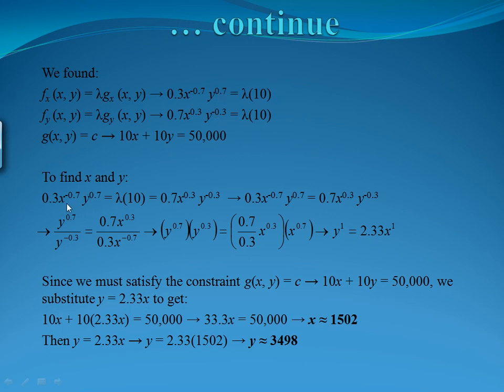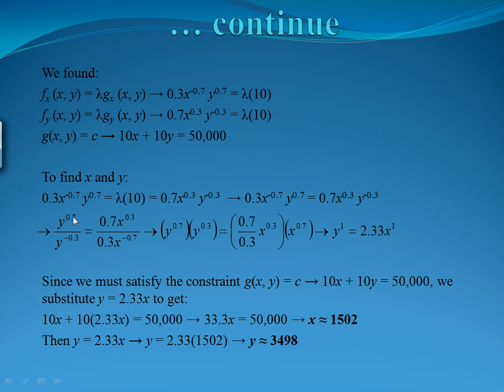So our first equation equals lambda times 10, our second equation equals lambda times 10, so they have to be equal to each other. That's going to help us to solve. So we set these two equations equal, and we're going to use algebra to solve. So what we're going to do is bring all the y's over to the left.